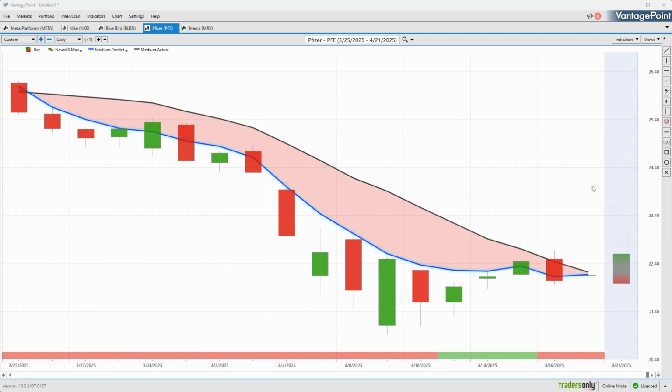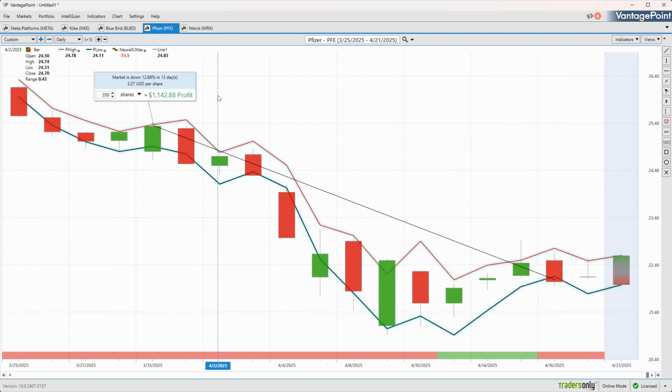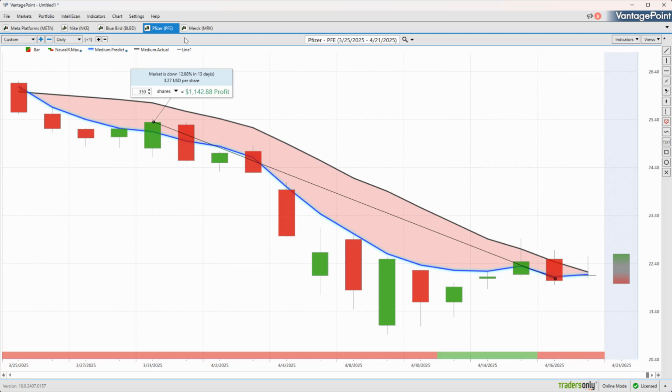But here we see Pfizer again, very bearish opportunity here. We can look at the overall move from some of these predicted highs and lows, and a 12% decline there to almost 13% just in 13 trading days. So some really strong movements lower here.